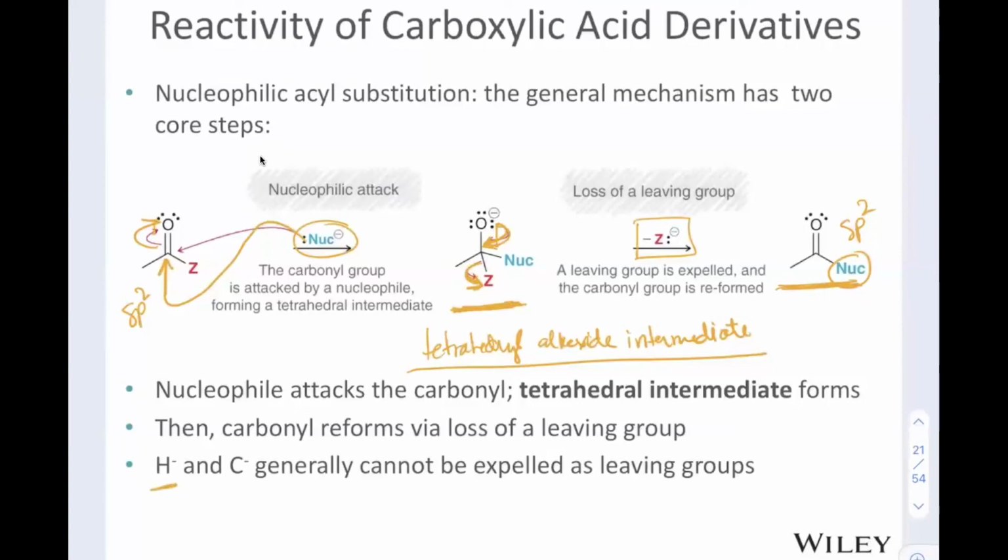So remember, H and C cannot be expelled, cannot leave. And so ketones and aldehydes do not undergo this reaction.